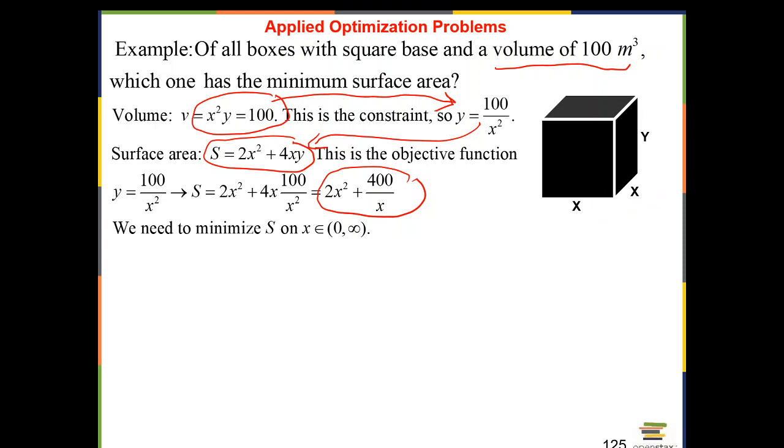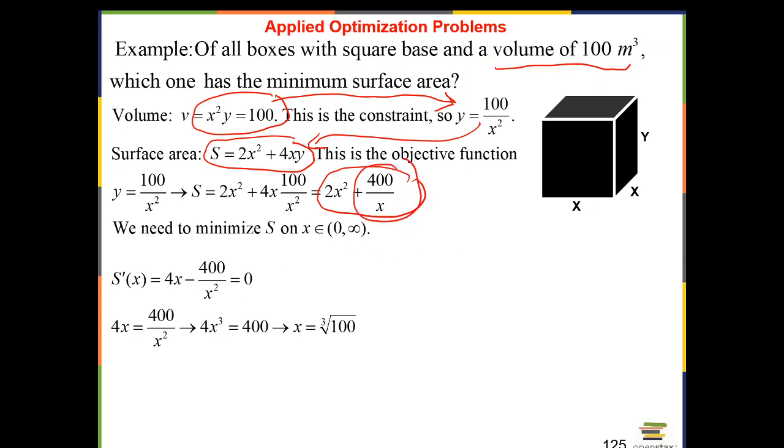All right, so that means the domain is from 0 to infinity. It can't be 0, it can't be infinity, right? So we take our derivative. What's the derivative of this thing? 4x plus 400 times 1 over x. Derivative of 1 over x is negative 1 over x squared, right?